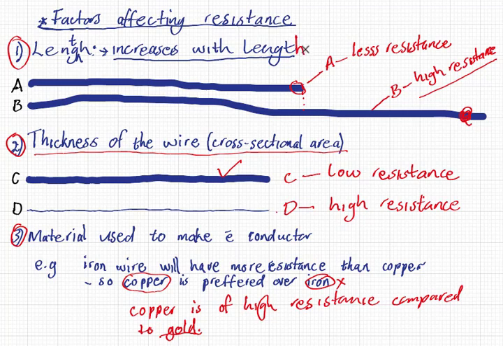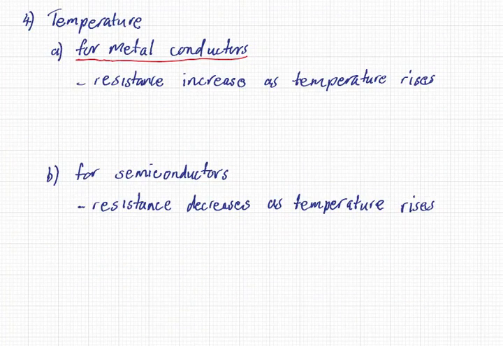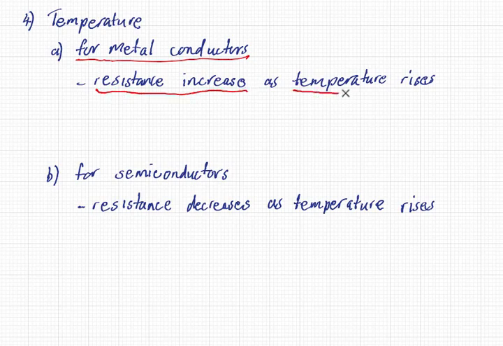Sometimes we consider a lot of things, right? So that's it about these three. Let's look at the last one, which is temperature. What are we saying under temperature? We are saying for metal conductors, resistance increases with the rise of temperature.